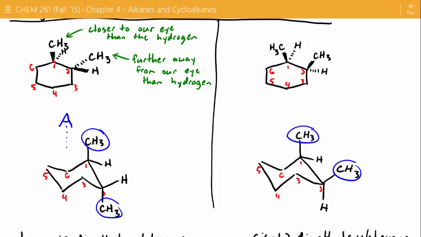So the one on the left, we said the top methyl is pointed towards us. The back methyl is pointed away. This time what we're doing is we're taking this methyl, we're going to put it closer. We're going to have it away. So can you see how now, in relation to the hydrogen, the methyl group's coming closer to our eye, the hydrogen's pointing away.